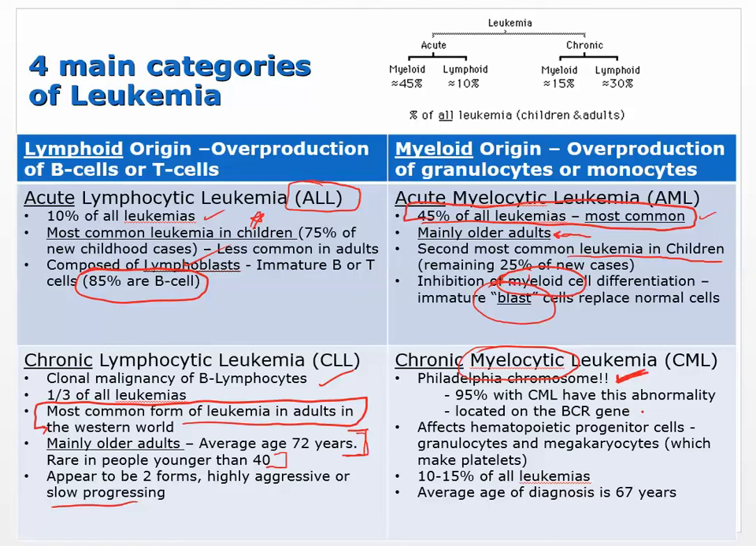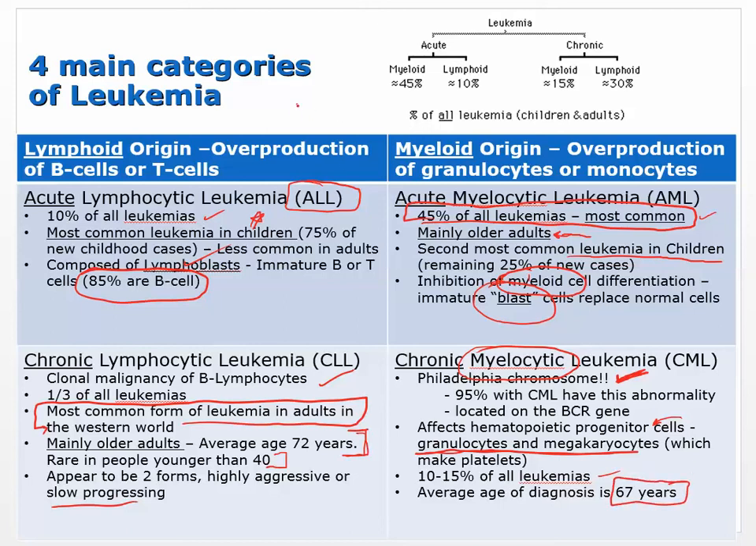It's located on the BCR gene, which I think stands for B cell receptor. It affects hemopoietic progenitor cells. Remember, earlier in the stem cell line, the progenitor cells are going to be earlier on. It's not that important, but that's what it affects. But it can affect granulocytes and megakaryocytes, so that can affect platelet production. Granulocytes are the basophils, mast cells, those guys. It's about 10 to 15% of all leukemias, and the average age of diagnosis for this one is 67 years. So again, mainly in older people.